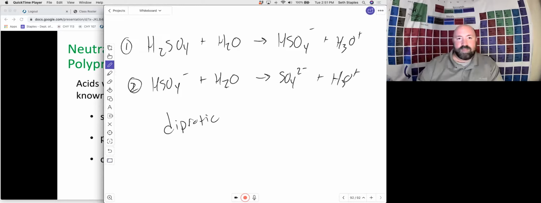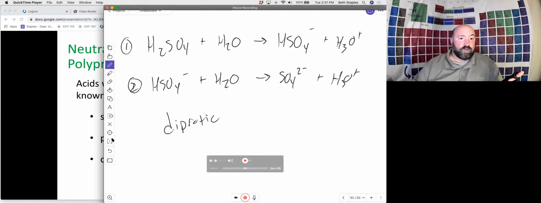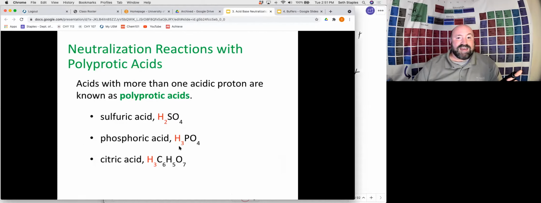There we go. Because it's got two of those H's to donate. Phosphoric acid could add 3. H3PO4. Citric acid can also add 3.